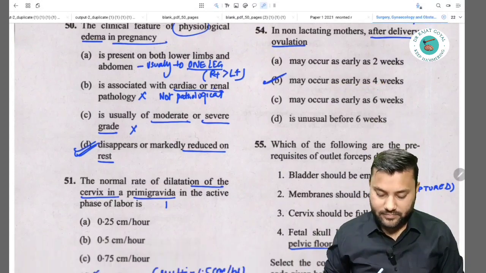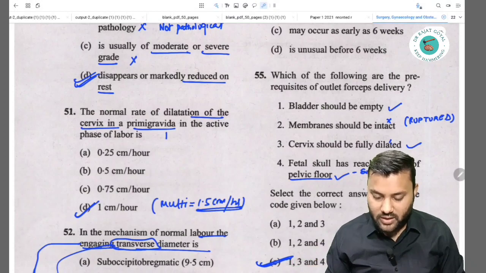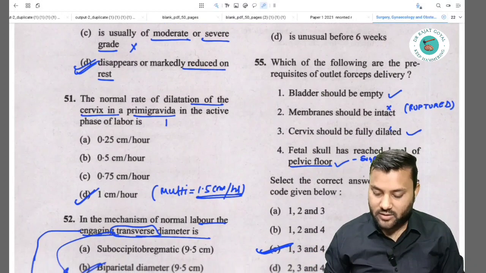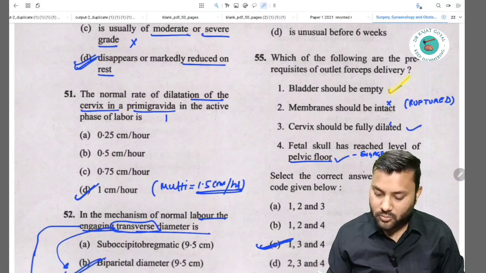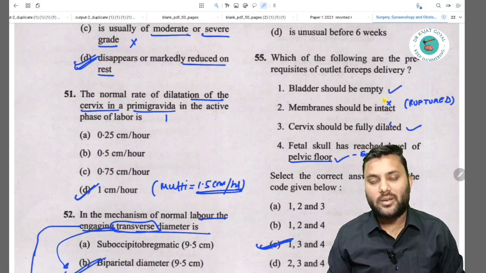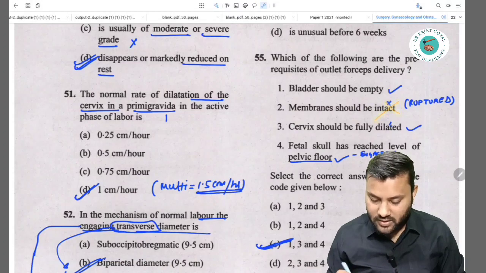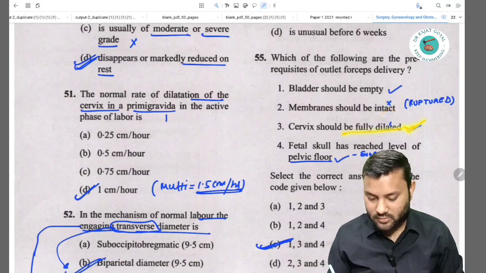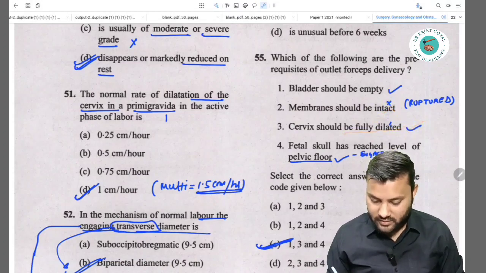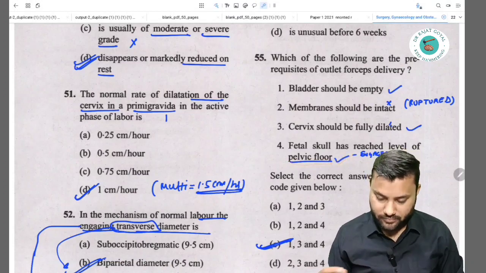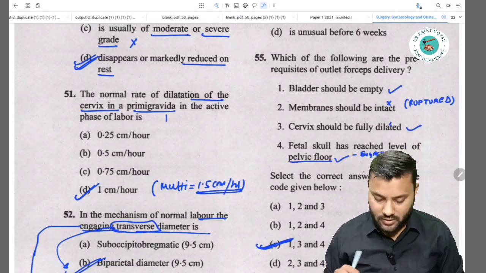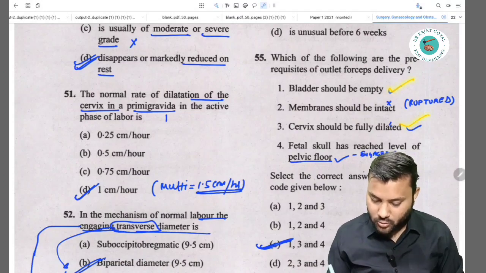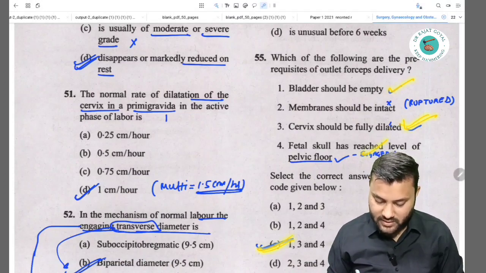Which of the following are the prerequisites for outlet forceps delivery? Bladder should be empty. This is true. Membrane should be intact? No, membrane should be ruptured. So this is a false statement. Cervix should be fully dilated. This is true. And the fetal skull has reached the level of the pelvic outlet. Yes, then only we can do the outlet forceps delivery. So the answer here will be 1, 3 and 4. Option C is correct.